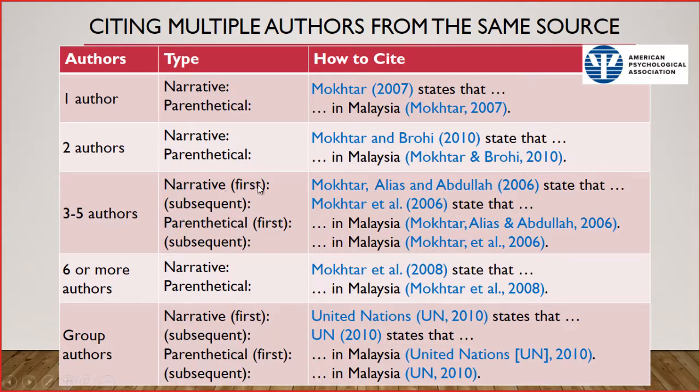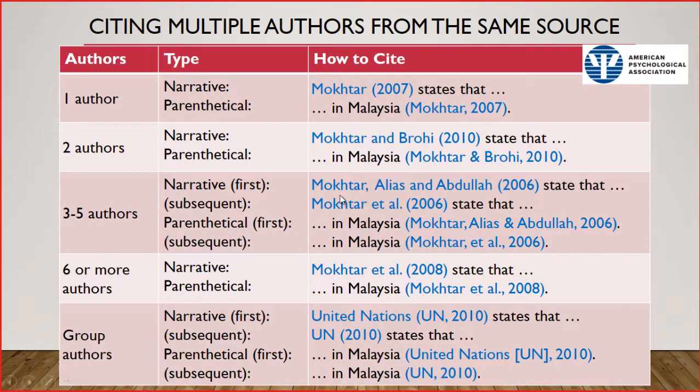Okay. Now, first, if it is 3 to 5 authors, you must list the names of the authors. For example, Mohta, comma, Alias, and Abdullah, 3 authors. So if there are 4 authors, Mohta, comma, Alias, comma, Abdullah, comma, Razak. For example, 4 authors. So you must list, comma, and use "and". It's like a word. Okay, this is narrative. 2006, state that, and something.